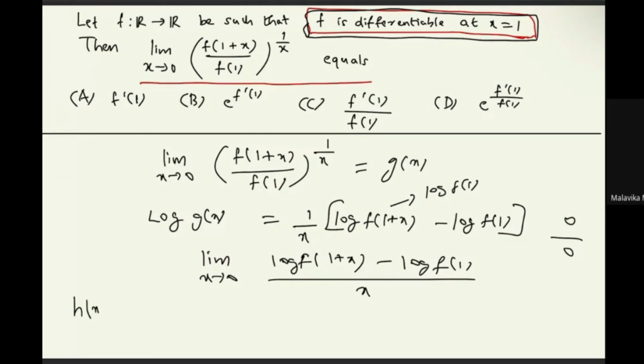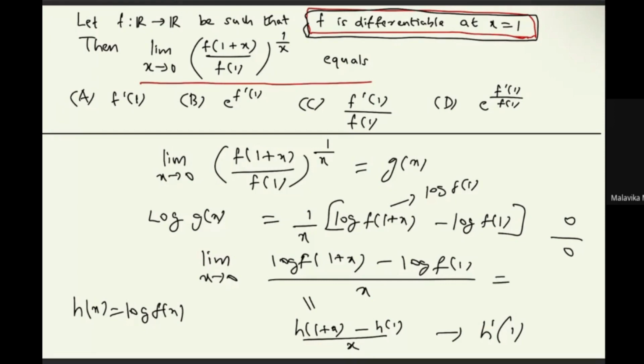See, if I'm defining h of x as log f of x, what this limit says is it is h of 1 plus x minus h of 1 by x. This gives the derivative of h at 1, right? That is derivative of log f x at 1. I hope you got the point. So that means you can directly write this limit as the derivative of this function at 1. So what is derivative of this function at 1? That is going to be f dash 1 by f of 1.